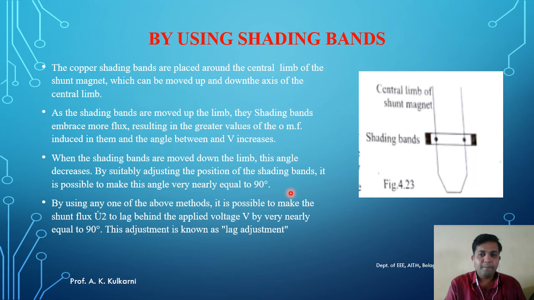In this way, we can increase or decrease the flux created by this central limb of the shunt magnet. We can control whatever error is happening in the dynamometer with the help of these shading bands. There are two types of lag adjustment device, one with the help of a shading coil, another one with the help of shading bands. Hope the lag adjustment devices are clear.